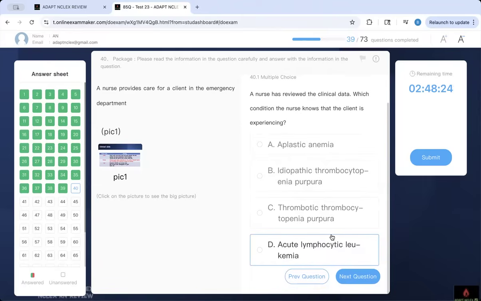Is this aplastic anemia? Is this idiopathic thrombocytopenic purpura? Is this thrombotic thrombocytopenic purpura? Or is this acute leukemia? Pick your answer, stop the video, and let me know. What do you think?